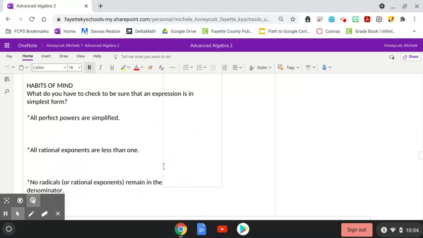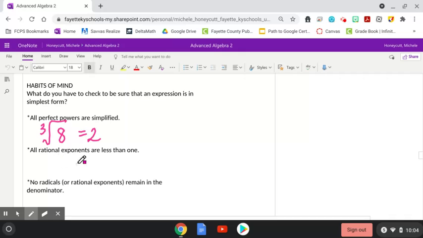So as you're working through these, you might start to think, how do I know if I've simplified it all the way? Well, here are some guidelines. First of all, the perfect powers are simplified. So that means I don't want to see any cubed roots of 8 left in your problem, because the cubed root of 8 is something we know to be 2. So make sure that all those perfect powers are taken care of.